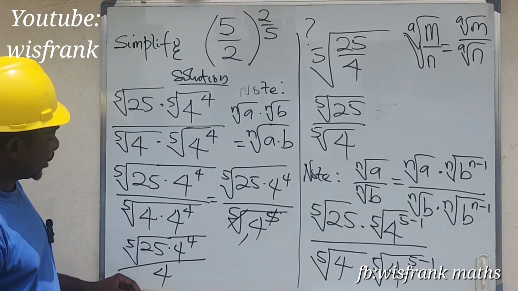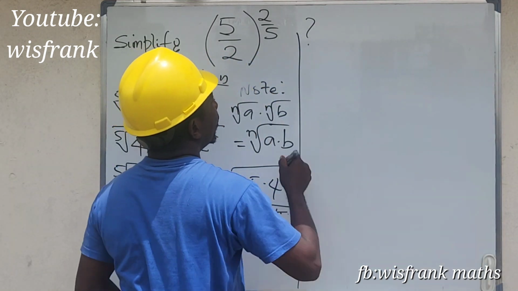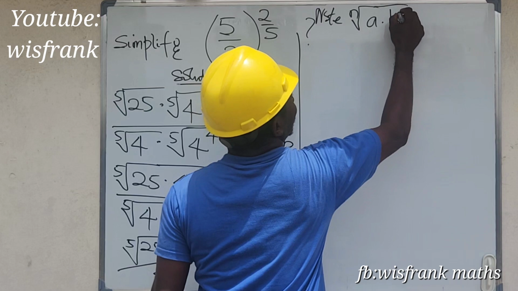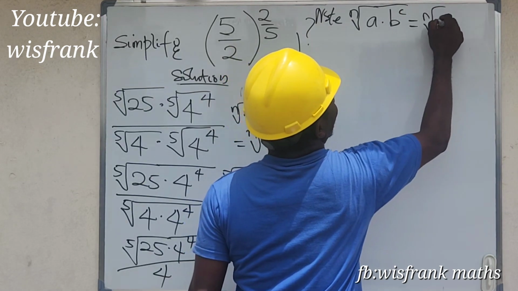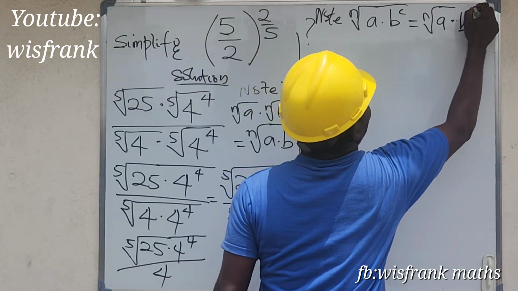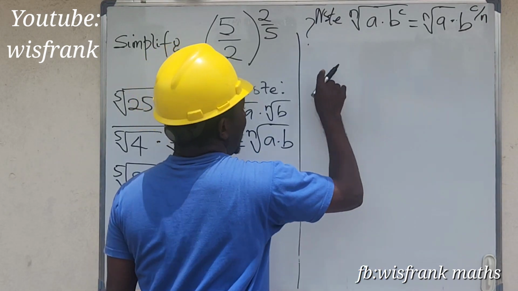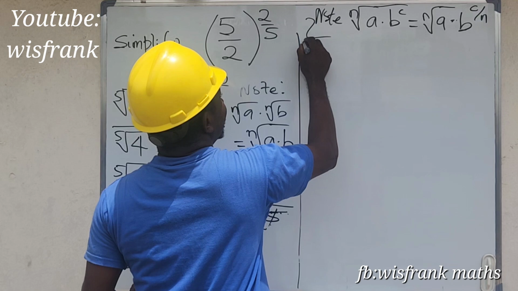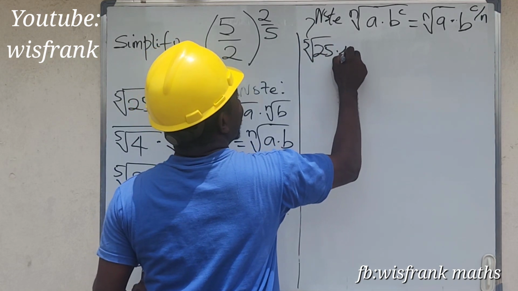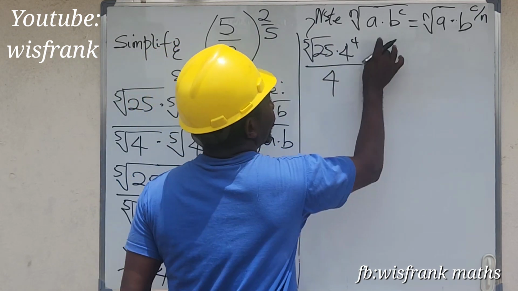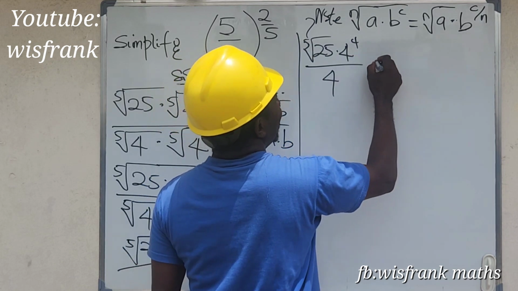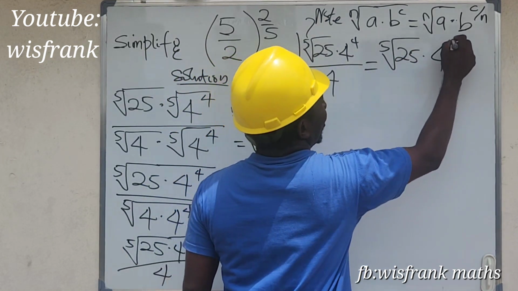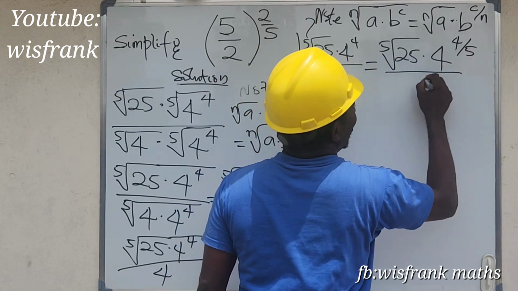So we clean this. We recall the note that when we have the n-th root of a times b raised to the power of c, it is the same thing as a times b raised to the power of c all over n. So let's express this in that format. We have the 5th root of 25, the same thing as 25 times 4 raised to the power of 4 all over 4. Expressing this in this format, this is the same thing as 25 times 4 raised to the power of 4 all over 5, all over 4.